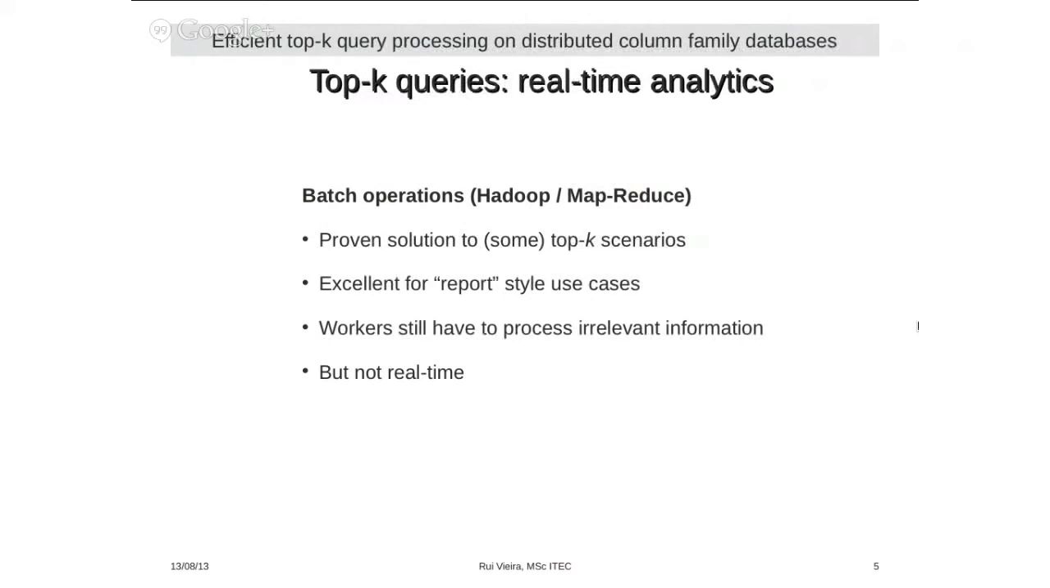There are widely adopted solutions for top-K queries in batch operations scenarios, such as Hadoop and MapReduce. They are proven solutions, widely adopted, and excellent for report-style use cases. But workers still have to process irrelevant information, and it has a downside in our scenario, which is not being real-time.